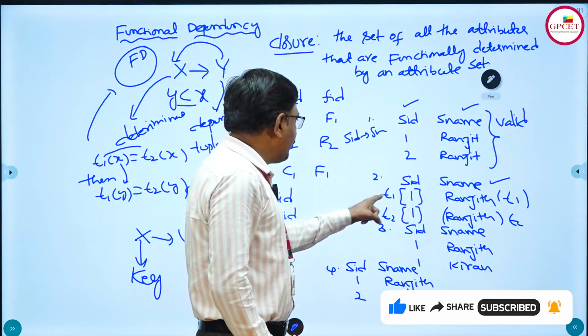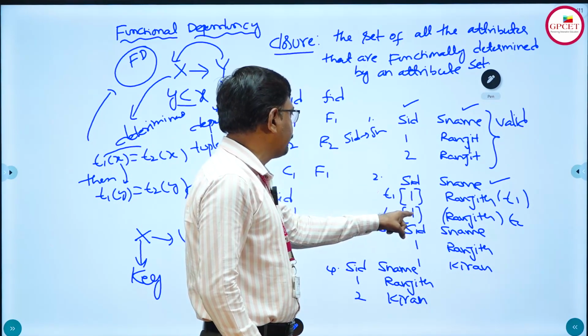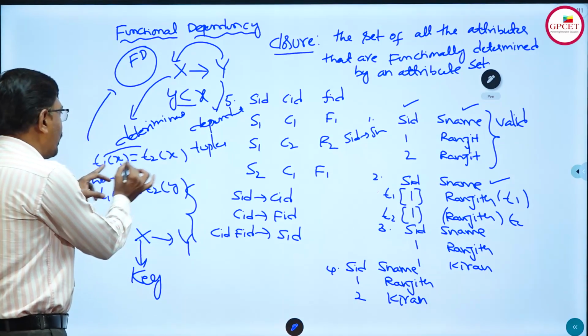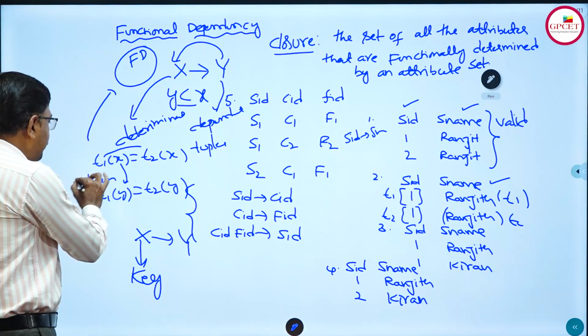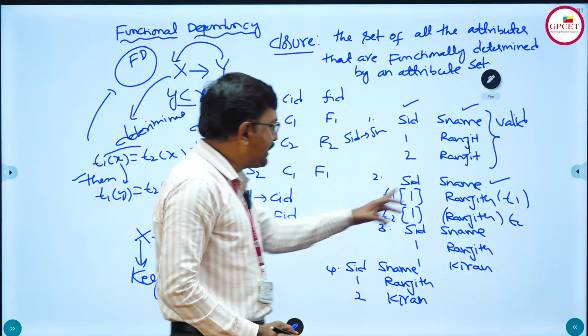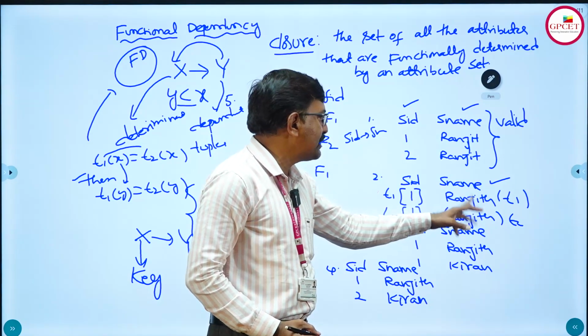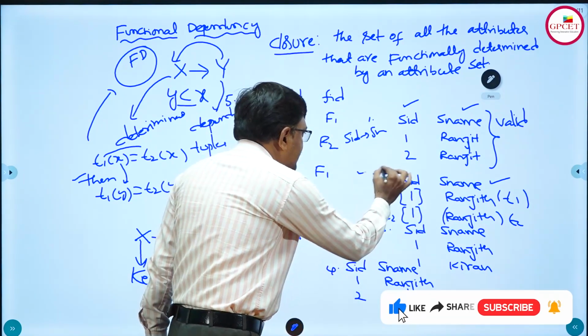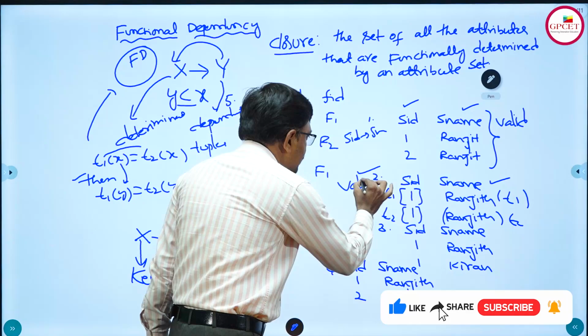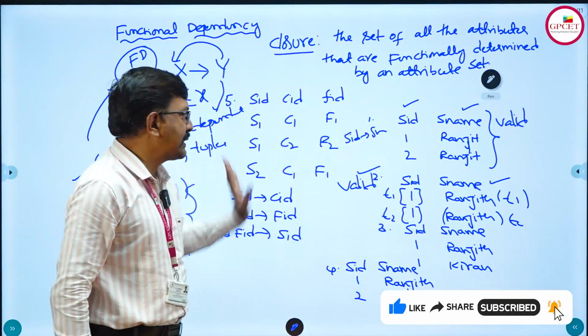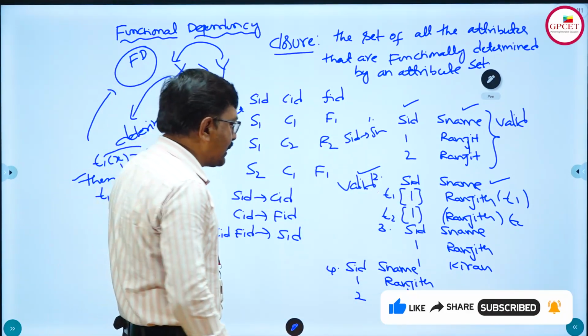Observe here, T1 of x equal to 1, T2 of x equal to 1. The condition is satisfied, T1 of x equal to T2 of x. Then T1 of y equal to T2 of y, that is, the name is Ranjit. That's why the functional dependency is valid. The first case and then the second case are valid. And what about the third case?